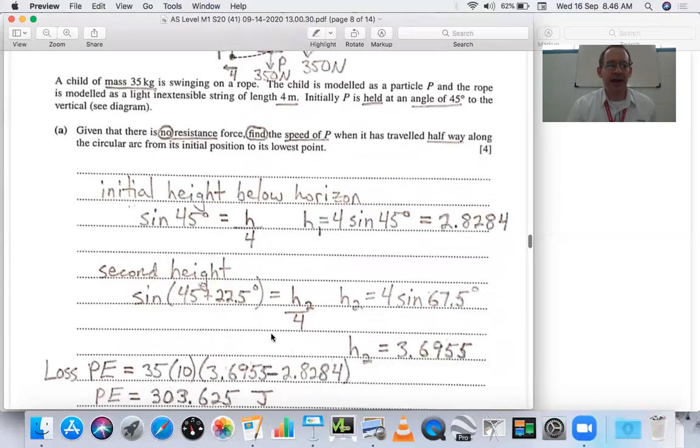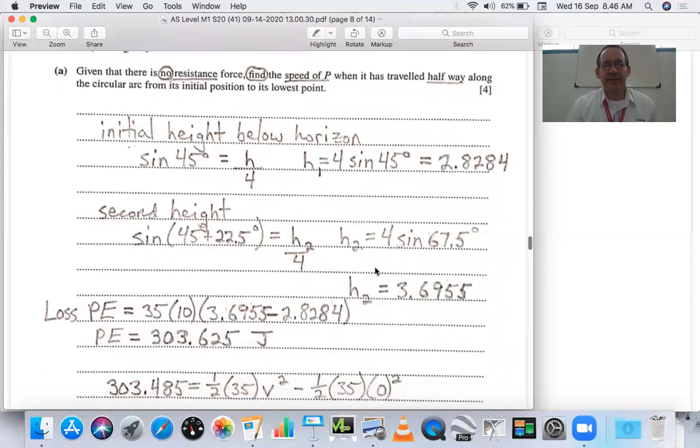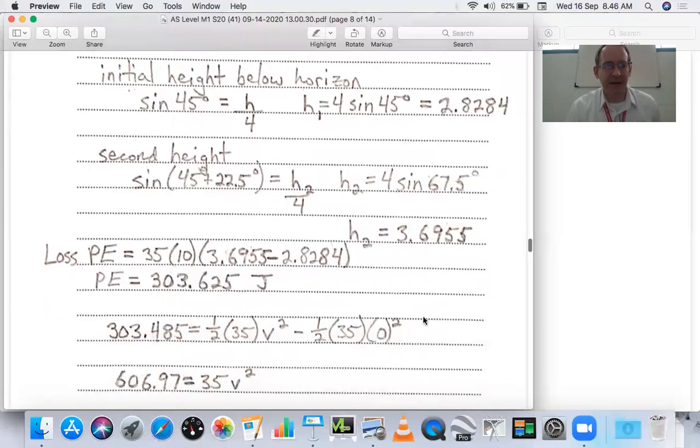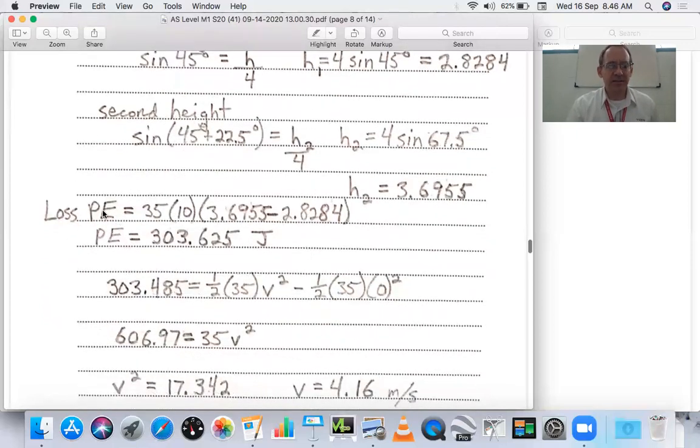and solving for that gives us a height of 3.6955. So you have to add those two angles. You get 67.5, sine of 67.5 times the hypotenuse 4 gives that 3.6955. So our loss in potential energy, because we're dropping height, is 35, that's the mass of the child, times gravity, which is 10, times the height difference.